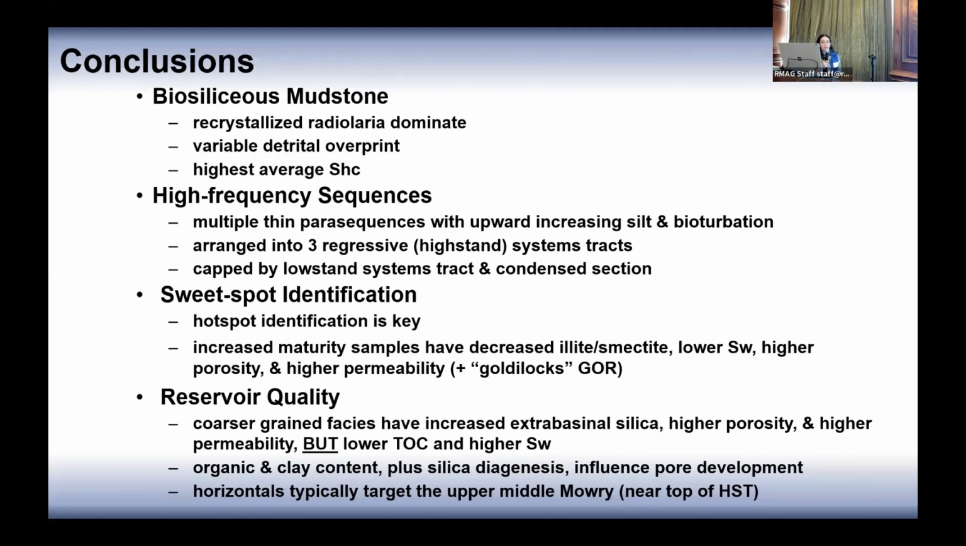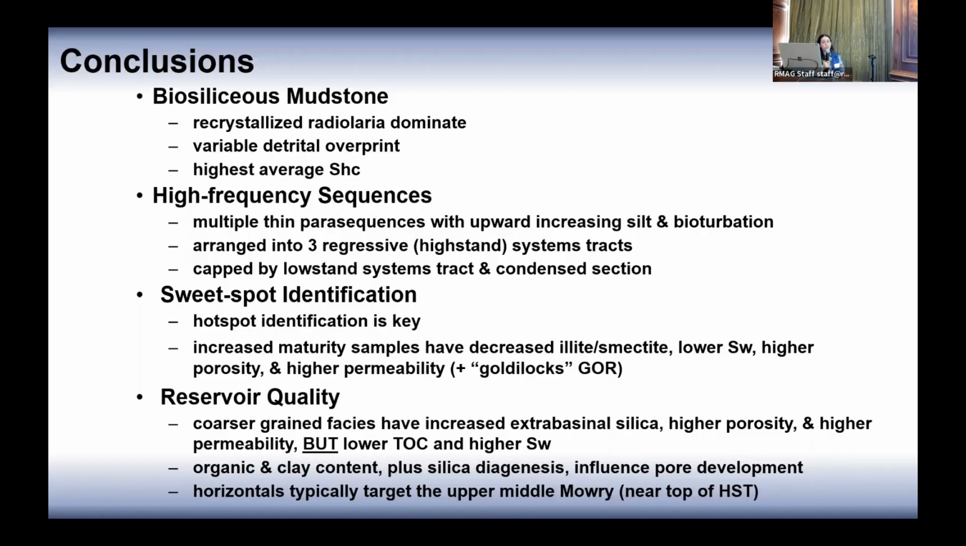We talked a little bit about the mapping and the importance of those hotspots in the basin and how they really influence the development of reservoir quality and permeability in the Mowry, and that those increased maturity samples are the ones with the lowest illite-smectite ratio, lowest water saturations, highest hydrocarbon saturations, the best porosities, the best permeabilities, and most favorable GORs too to help move fluids in the reservoir.